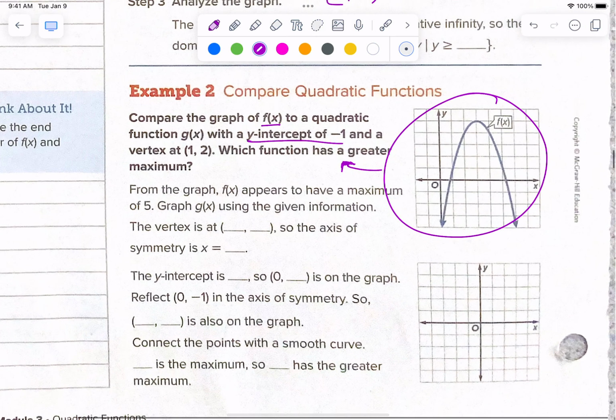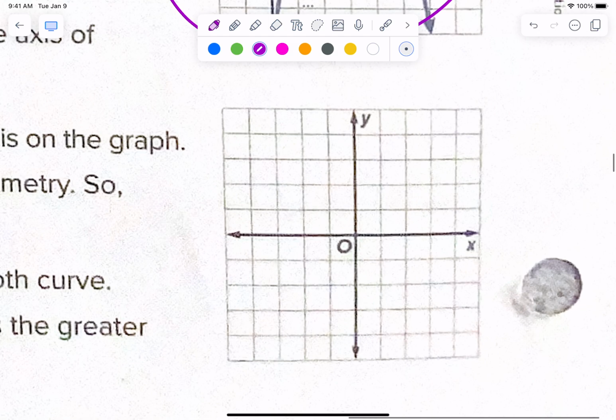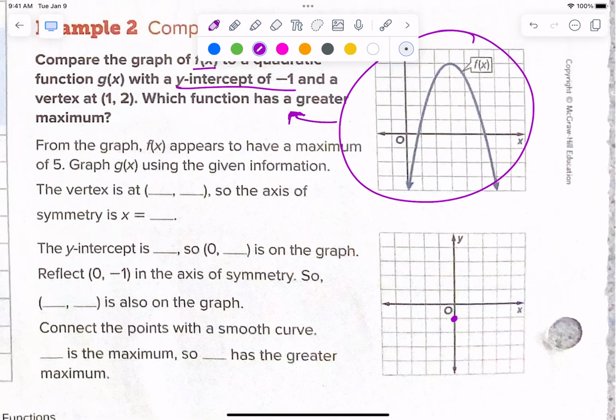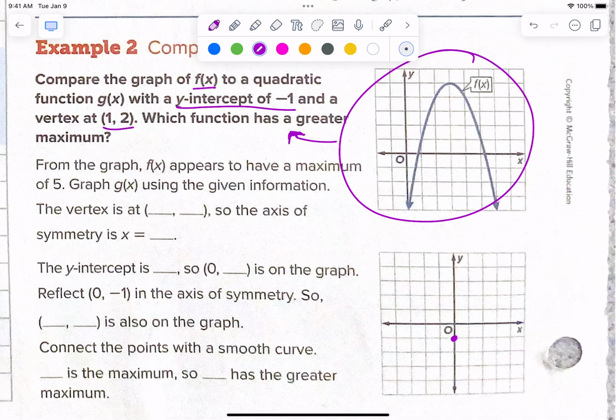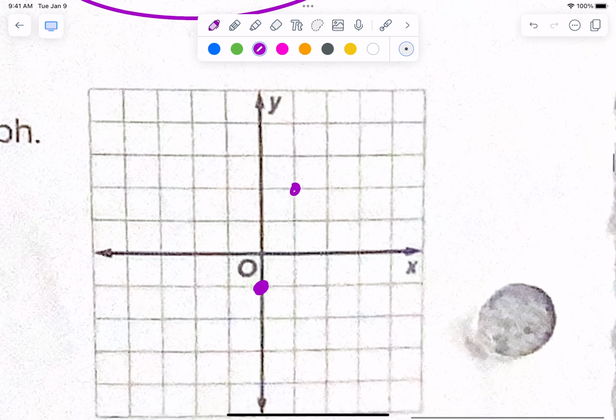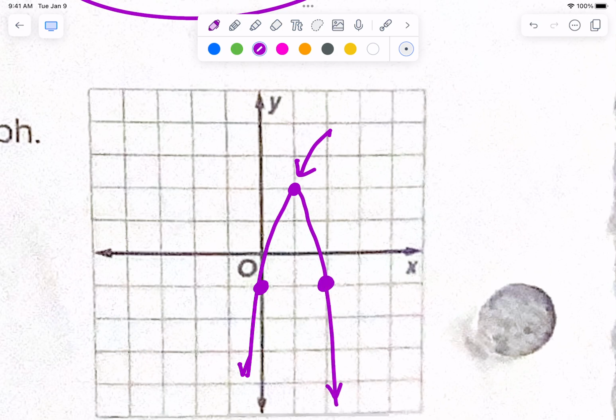We want a y-intercept of -1. So let's go down here. Y-intercept of -1, what does that mean? He touches -1 on the y, right? Okay, his vertex is at 1, 2. Plot him. 1, 2. This is my vertex, which means he has to smile or frown. He's frowning. He's going to go like this. Whoop. And go like this. Whoop. Narrow. And he's going to have another dot on this side.